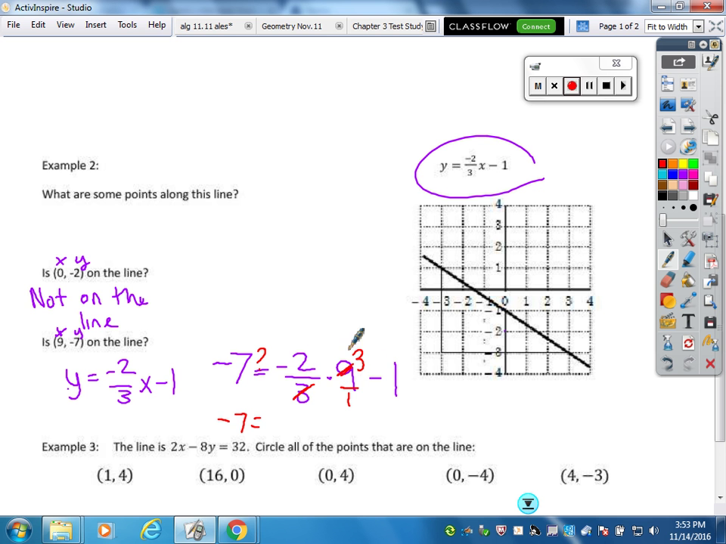So what I really have right here is negative 2 times 3, which is negative 6, all over 1 times 1, which is just 1, so I don't need to write it. And then I'm just coming over here, I'm saying minus 1, and I see that negative 7 is equal to negative 6 minus 1. That is true, because that is negative 7. So you see how I get out that true phrase? So I know that yes, even though I couldn't see this one, this is on the line.